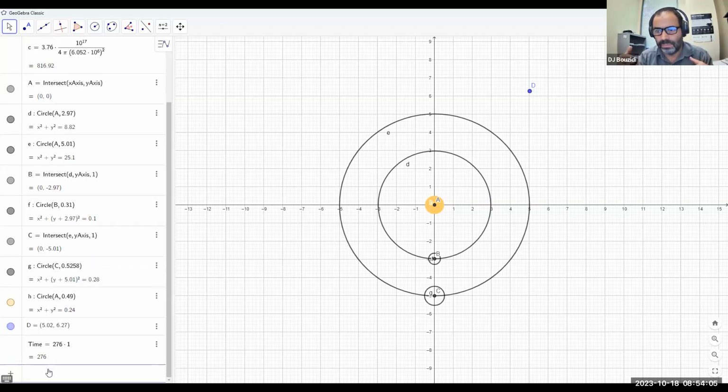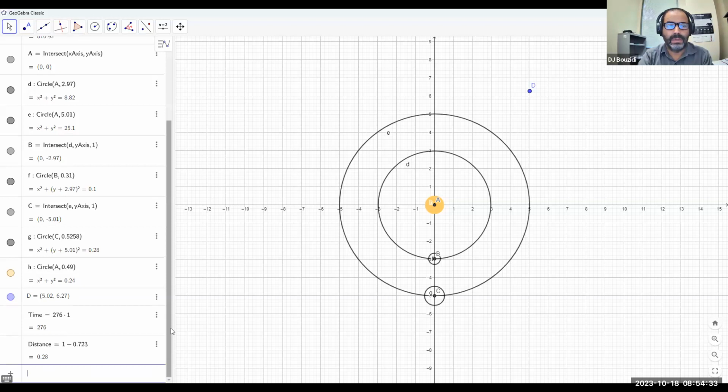That's the time it takes for the signal to go back and forth. The distance from the Earth to the sun is 1 astronomical unit. They tell us the distance between the sun and Venus is 0.723. So the distance between the Earth and Venus is going to be equal to 1 astronomical unit minus 0.723.